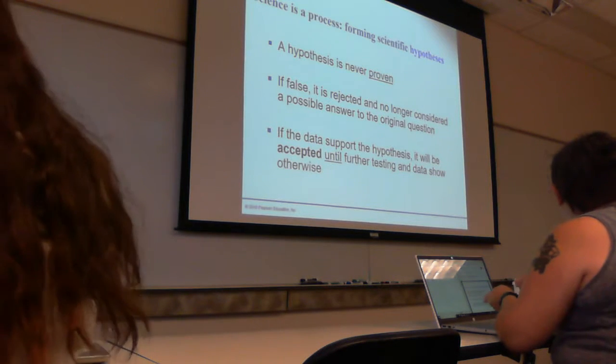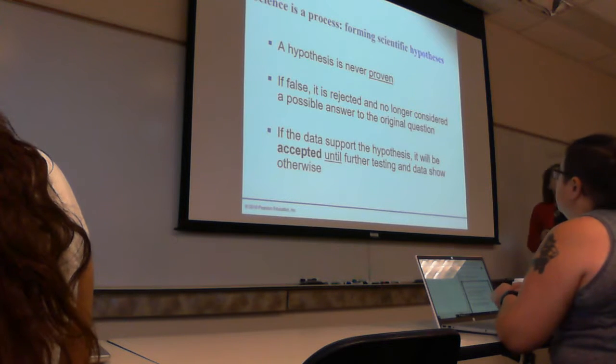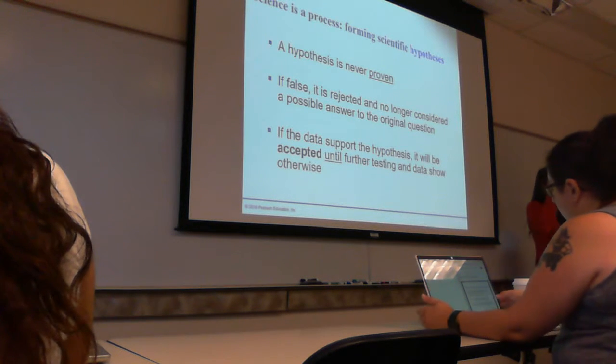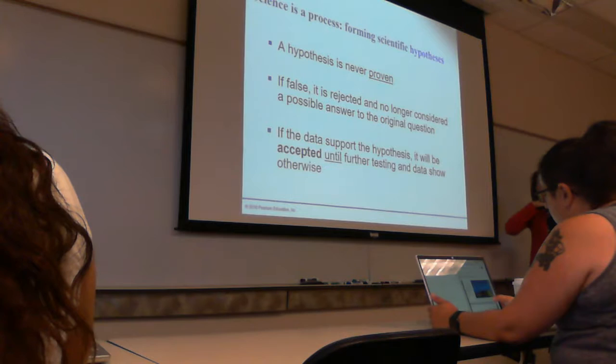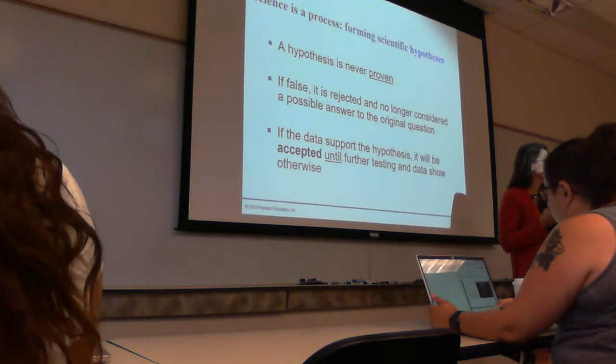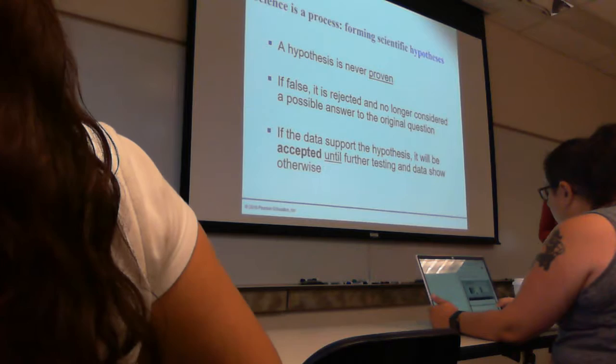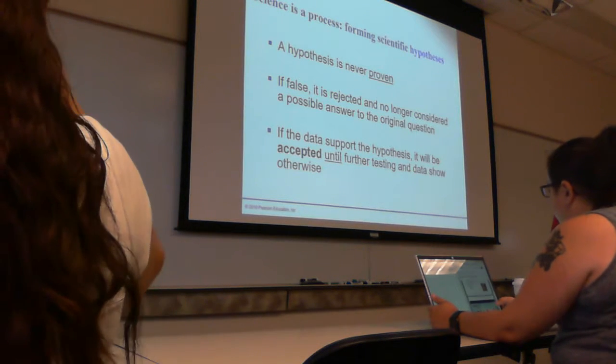Oftentimes it's anecdotal evidence. And as we said, at the end of the experiment, your hypothesis is what you set up at the beginning, and you say, okay, I think that onions grow better in sunlight, right? And then you set up your experiment to either accept that hypothesis or reject that hypothesis. So remember that we accept hypotheses, we never prove them.